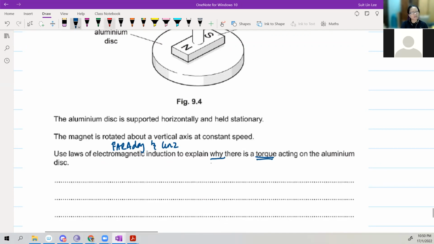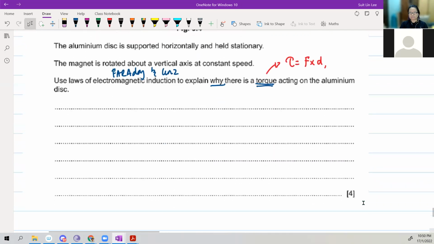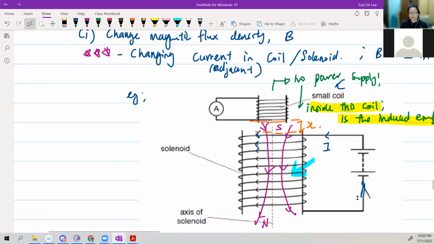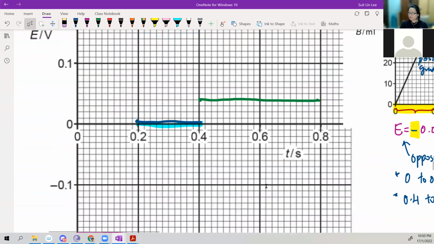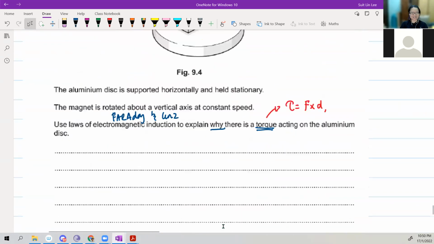Sure. Why? What torque? How torque? Torque is force times distance. Let me offer you a template. Number 1. And by the way, this is 4 marks. Not all 4 marks are equal. To be honest, I think this is an easier 4 marks. I'll just draw 3 lines at the right place, then you get 4 marks. This one needs to explain.